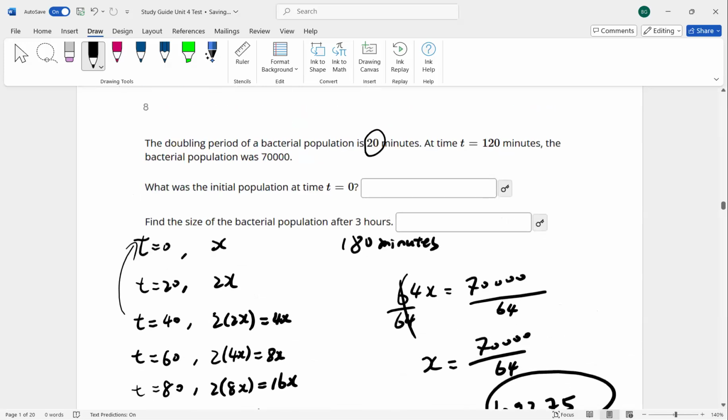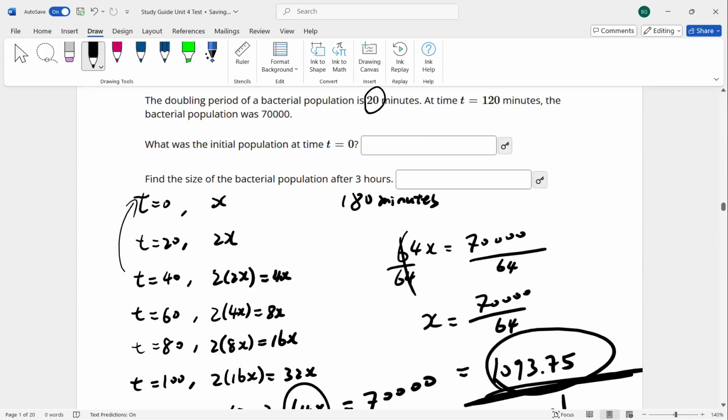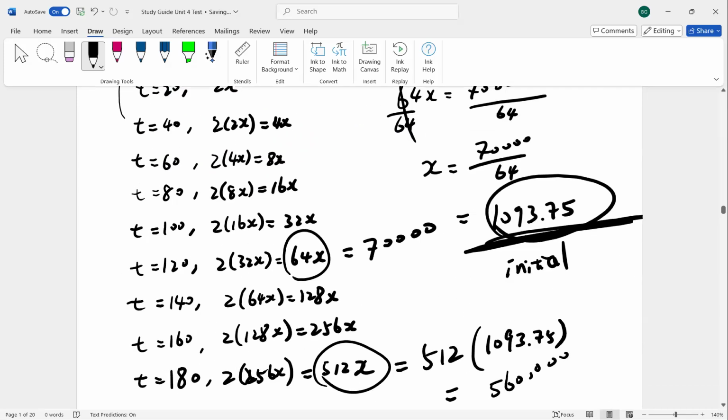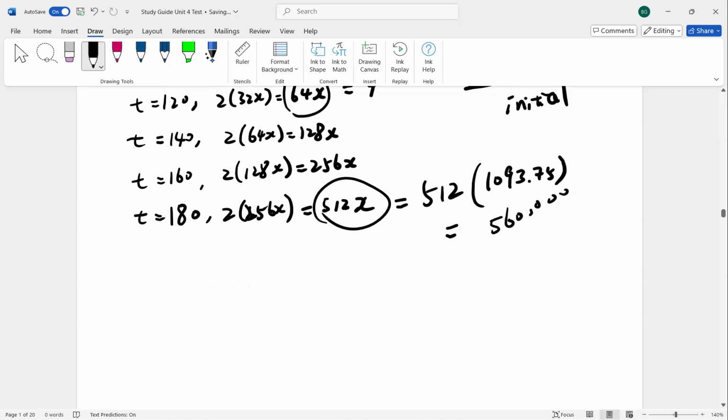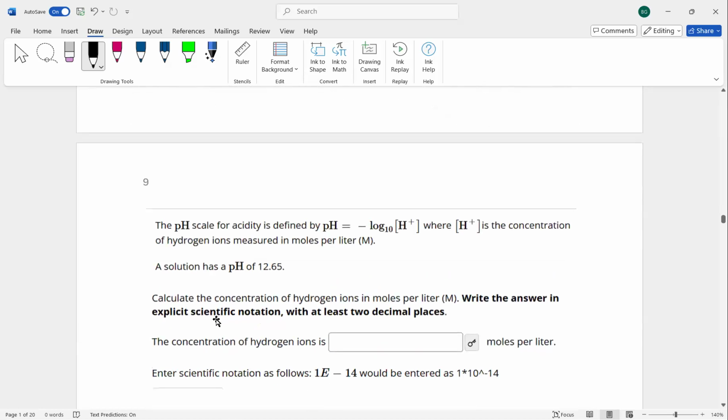So in this problem, we did not use the formulas. All we did is use the doubling period of the bacterial population that is given. It's a little bit long, as you can see, every time 20 minutes, but it's not too bad. I think this probably is easier than using the formula. All right, let's continue. Question number 9.